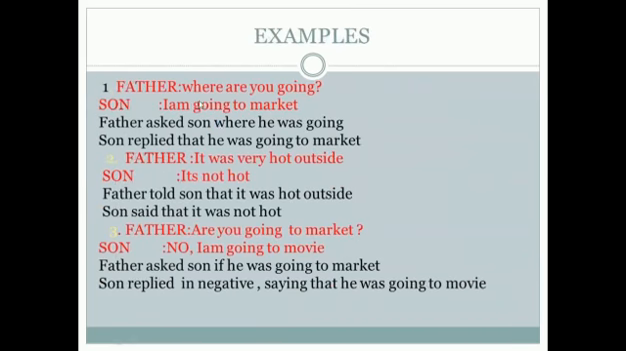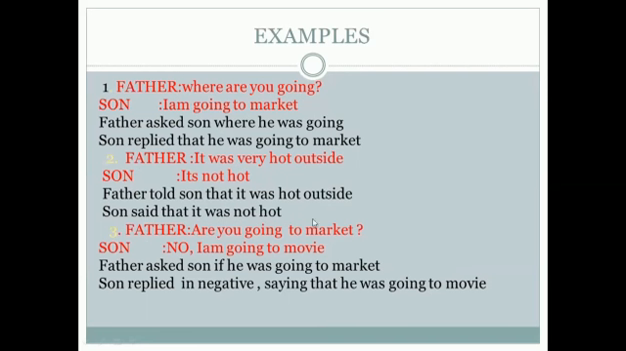So if you see here, father: where are you going? Son: I'm going to the market. So father asked son where he was going, and son replied that he was going to the market. Further, father: it is very hot outside. Son: it's not hot. In the first example there was a question and answer form, so we have to use asked and replied. Whereas in the second it was in sentence form. So father told son that it was hot outside, and son said that it was not hot.